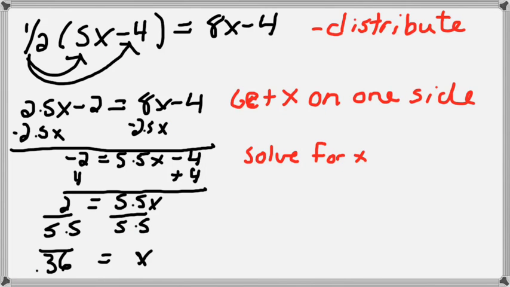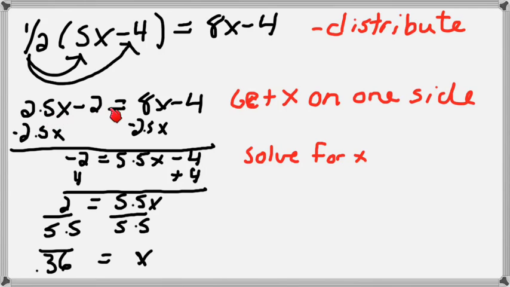On this first problem, my first step is that I have to distribute, and I'm distributing to try and get rid of the parentheses. It's part of simplifying this expression. Distribute just means to multiply this number times the 5x and times the negative 4. So a half of 5x is 2.5x, and a half of negative 4 is negative 2.